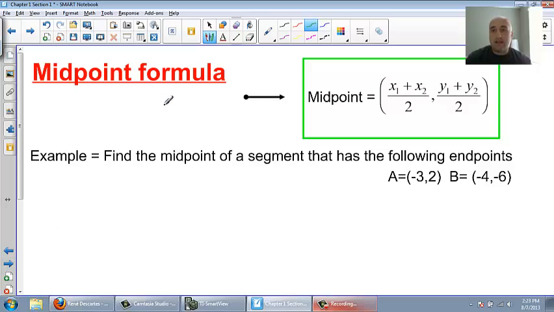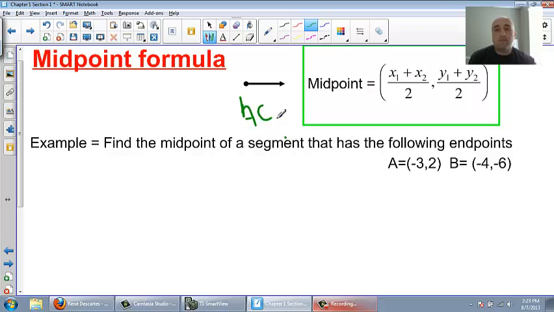So last but not least, we have the midpoint formula. Once again, we have a formula I've written in the green box. This is an ACT formula. Make sure that you have this for the ACT, very, very important.